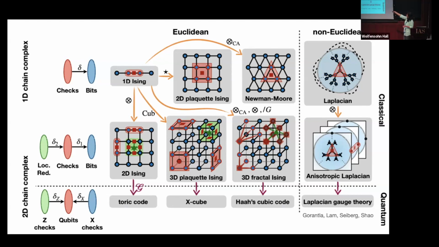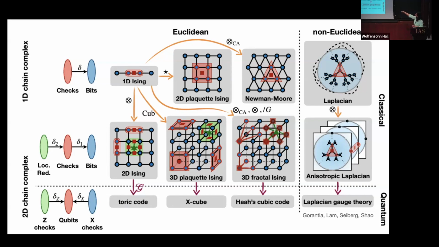If I take 1D Ising and I take what's called a cellular automata product, there's a cellular automata construction for this thing called the Newman-Moore model. This is a type of model where the checks live on upward-facing triangles. For those of you who are familiar with this, you know that the logicals of this basically look like Sierpinski triangles. But once again, this has no local redundancies. If you take a transpose code, you just get a dual Newman-Moore model.